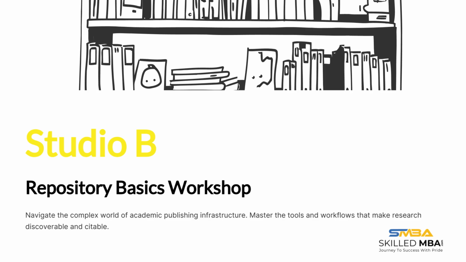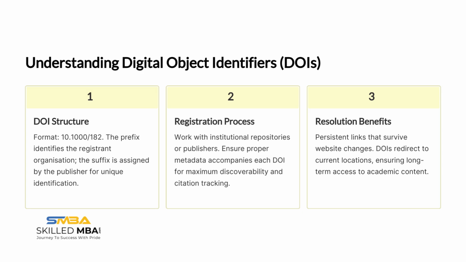Digital object identifiers, DOIs, are structured with a prefix, like 10.1000, identifying the registrant, and a unique suffix assigned by publishers. Collaborate with repositories or publishers to register DOIs, ensuring metadata accuracy for discoverability. DOIs provide persistent links, maintaining access despite website changes, crucial for long-term academic content accessibility.